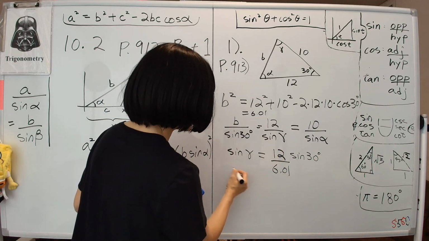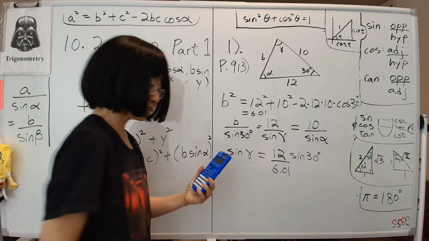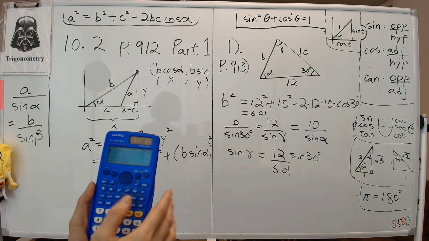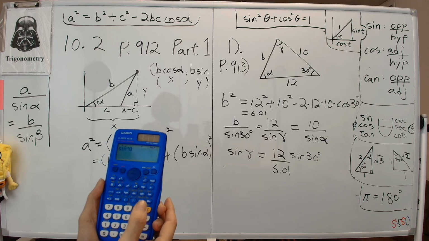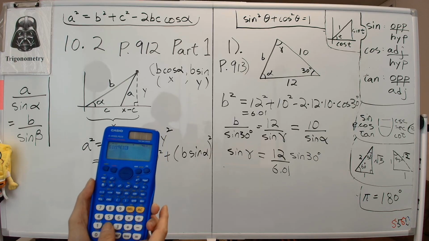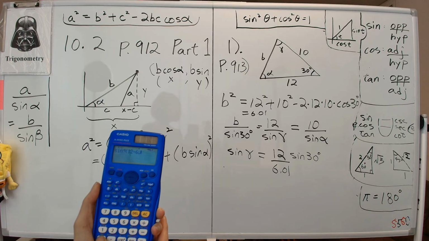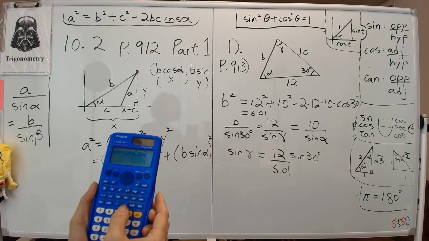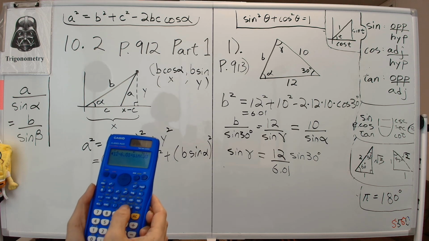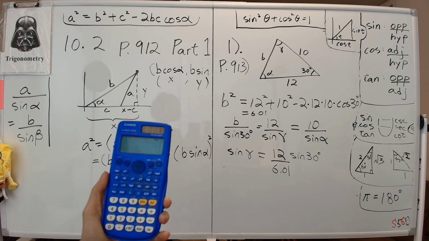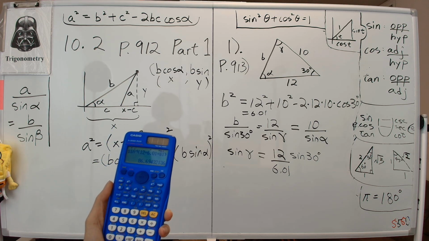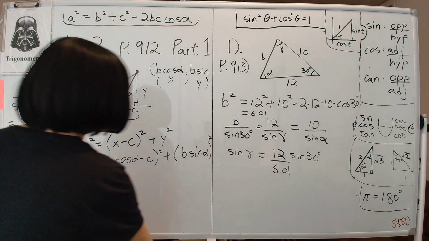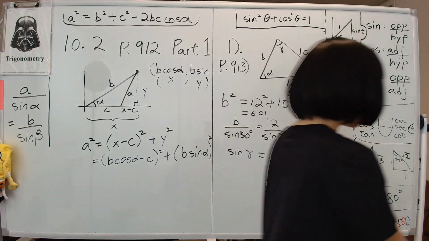Okay, so let's calculate gamma. Gamma is arc sine or sine inverse of 12 divided by 6.01, and then times sine of 30, and that should do it. That gives us gamma equals 86.69 degrees. All right. So gamma is 86.69.